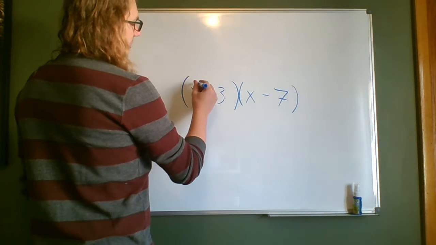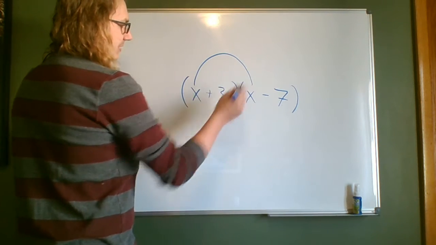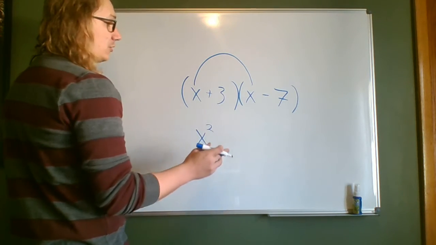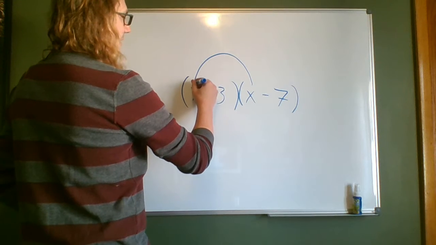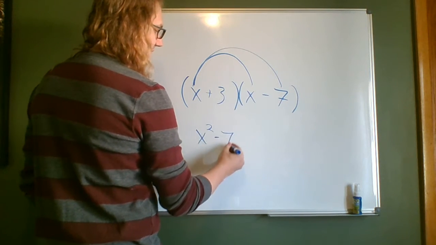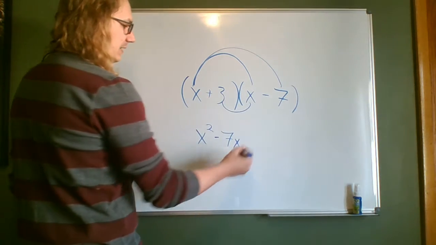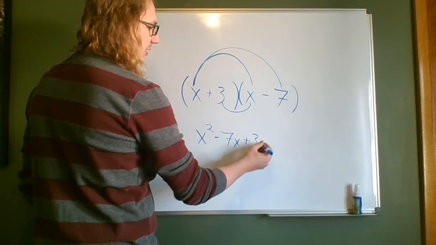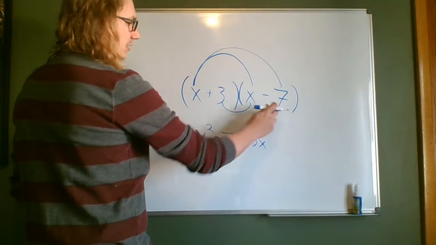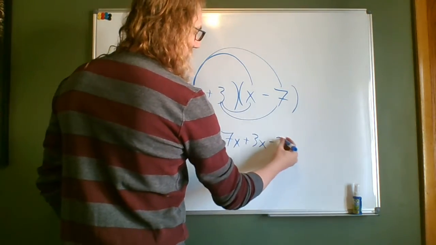So for FOIL, we're going to start with our first ones. The first term here times the first term here. X times x, which will give us an x squared. The outside terms, so the two terms on the outside, x times a negative 7 will give me a negative 7x. My inside terms, which are 3 and x, because it's positive, it'll be a plus 3x. And then our last terms, the last term here and the last term here. 3 times negative 7 is a negative 21.